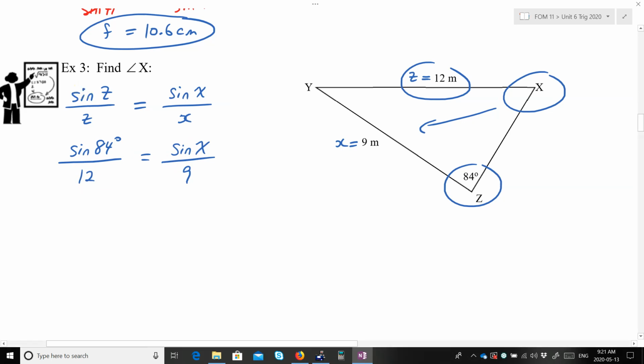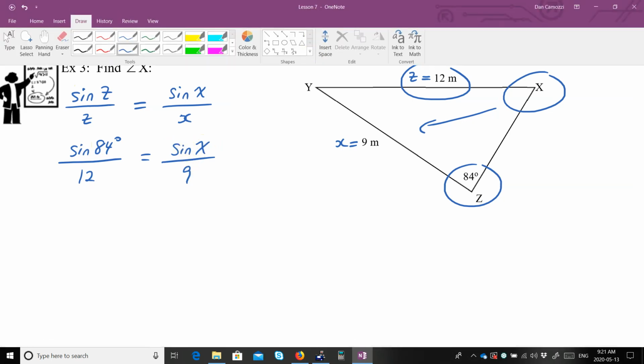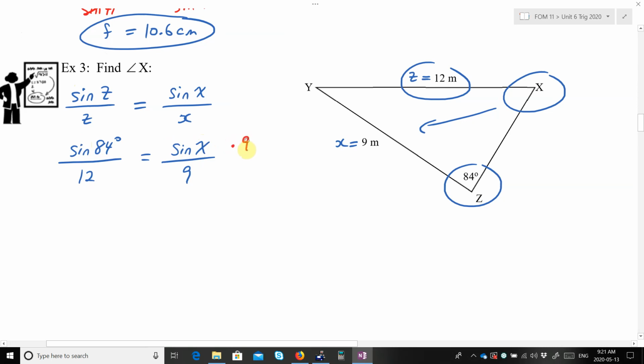Now the way to solve this is a little bit different than when you're finding a side, because we're trying to find that angle x. And what's happening to x? The sine function is acting on it, and then we're dividing by 9. So what you do is multiply both sides by 9 first. So we're going to have 9 times sine 84 divided by 12, because that's how you multiply fractions, right? That would be 9 over 1. So the 9 multiplies on top and the 1 multiplies on the bottom, equals sine x.